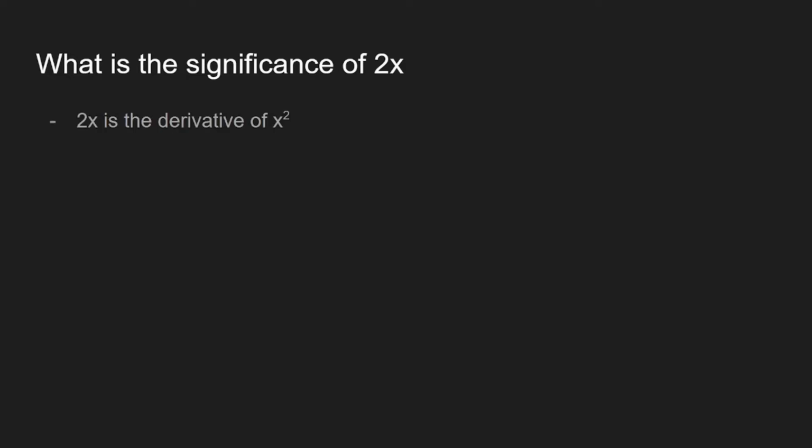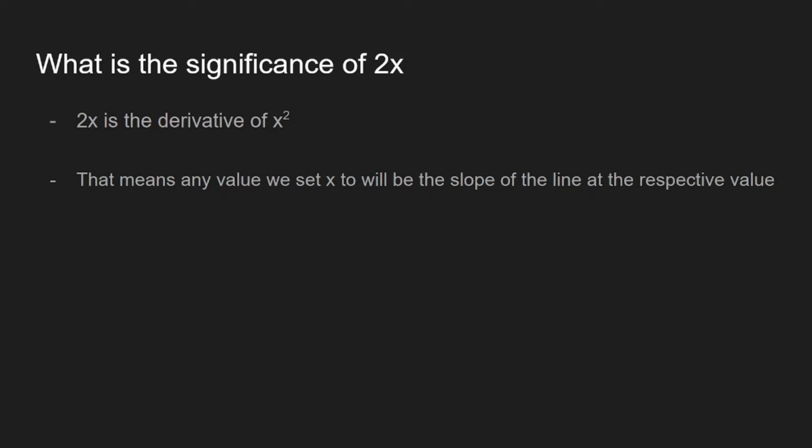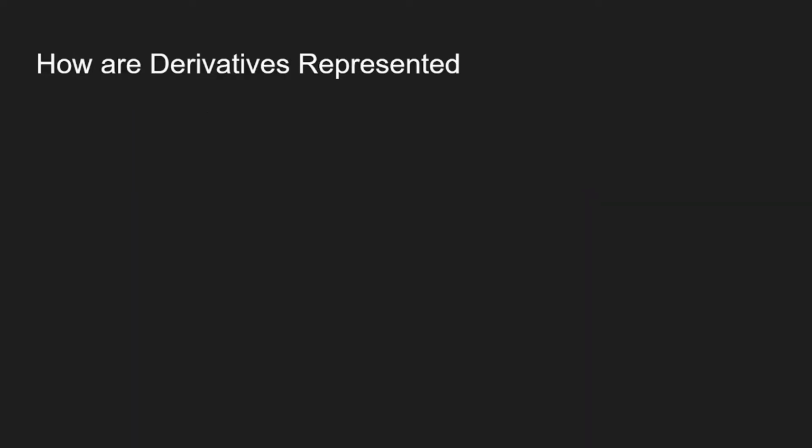What does this mean? 2x is the derivative of x squared. Any value solved for in the derivative is equal to the slope at the same point of the function we took the derivative of. Clearly, this is much faster and more accurate than the method we used before, and it's very useful in calculating change.